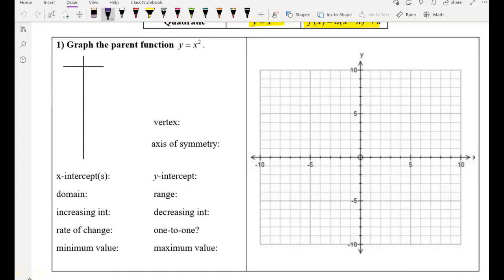Let's start with graphing the parent function, which is always y equals x squared. We will pick 5 inputs, just like the absolute value function. So when we graph this, we're going to plug into the parent because that's what we're graphing right now. So -2, the quantity of -2 squared is 4. Quantity of -1 squared is 1. Quantity of 0 squared is 0. 1 squared is 1. 2 squared is 4.